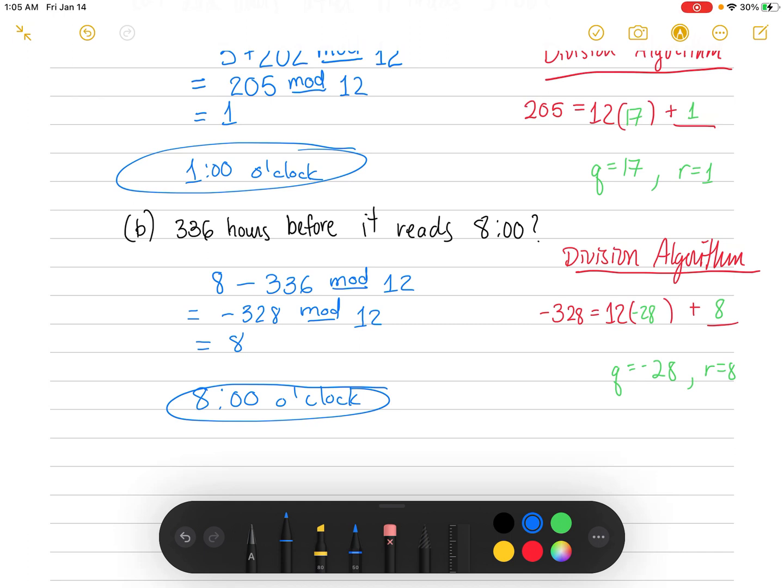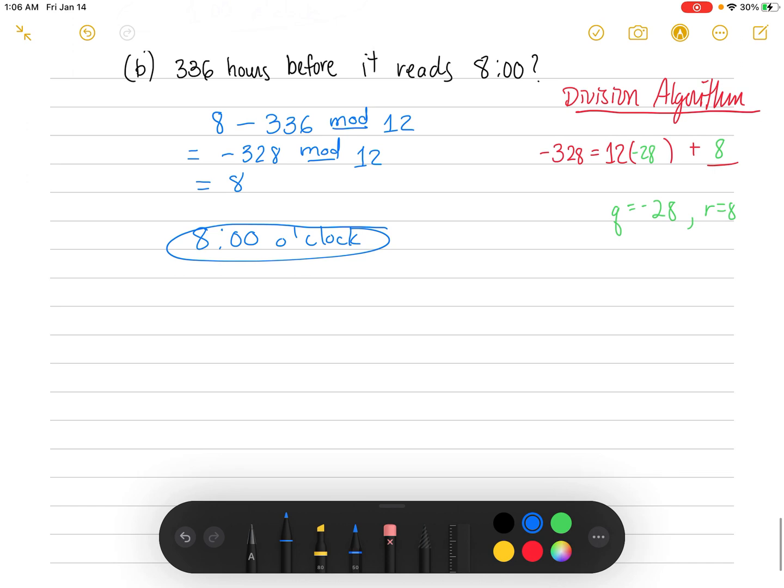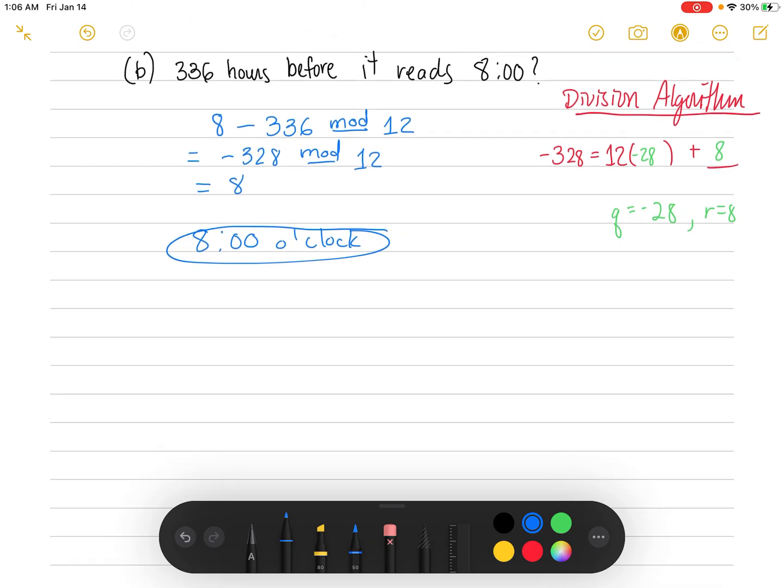So the idea here is when you're doing the division algorithm, you get a quotient of negative 28. That means you're going back 28 rotations of the clock. That's what 336 hours would be before. It would be negative 28 rotations of the clock, going backwards, and you would end up at 8 o'clock. So the Q is actually the number of rotations that would occur.